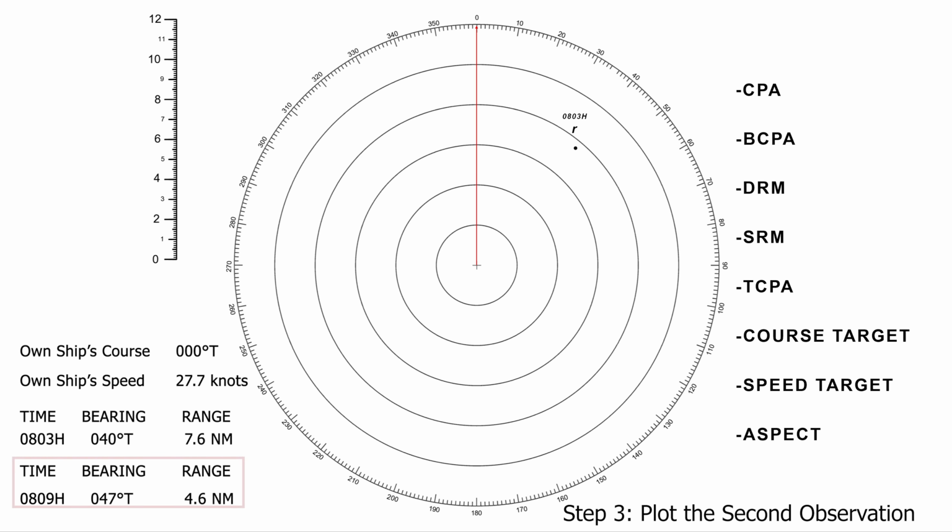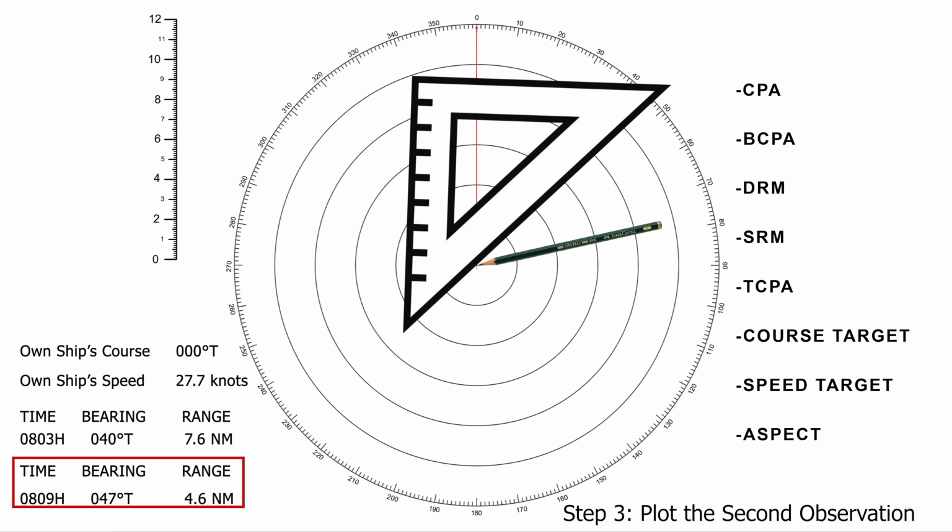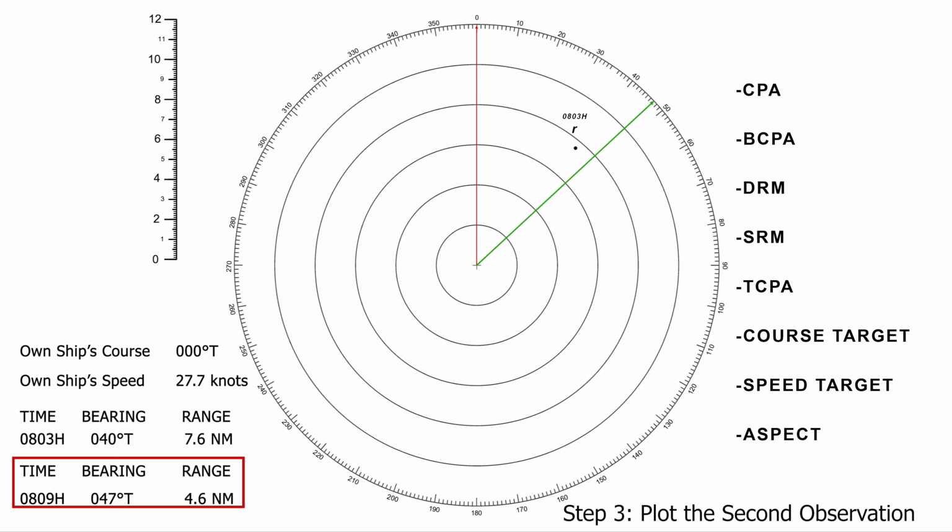Step 3. Plot the second observation. From the center, draw a line towards 047 degrees true. Using the compass divider, measure 4.6 nautical miles from the distance scale. Place one leg of the divider at the center and mark the distance along the bearing line. Label this point as small m. Then, erase the excess lines, leaving only the plotted mark and its label.